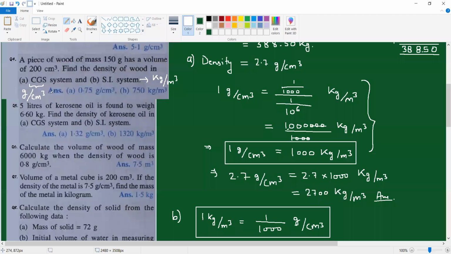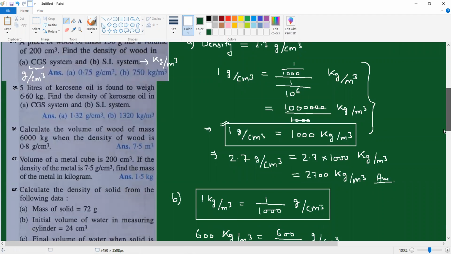For the second part, we simply have to apply this formula. The same formula we have applied for part B, question number 2. Clear? We will get the answer in SI system. From gram per centimeter cube, we have to multiply by 1000 to get the units in kg per meter cube. So I think it must be done.